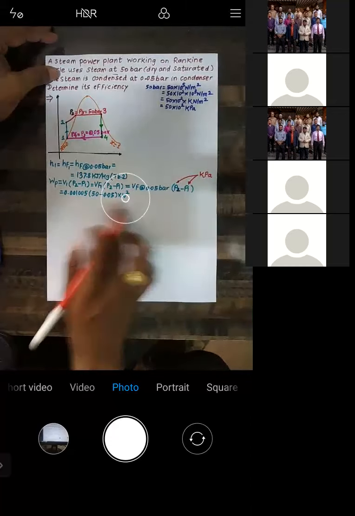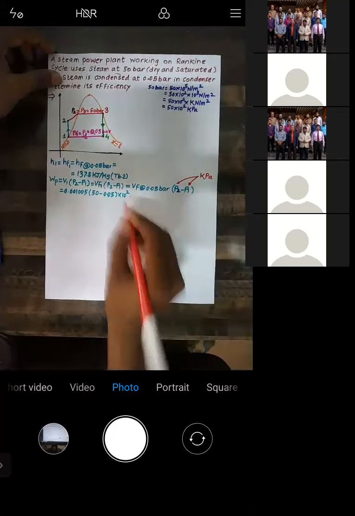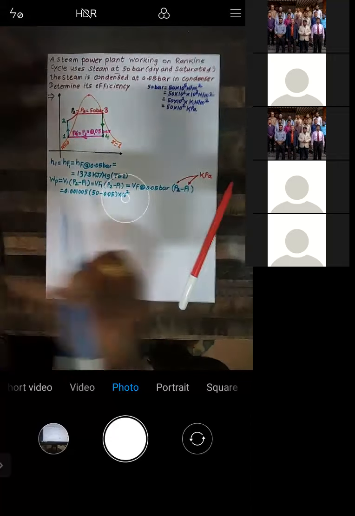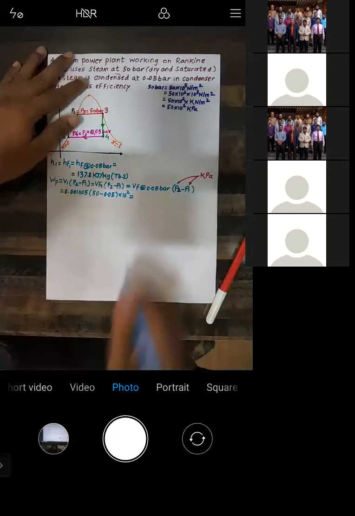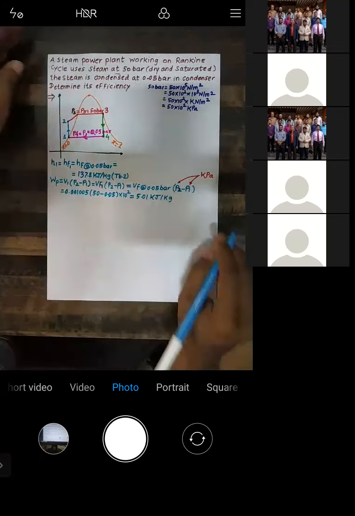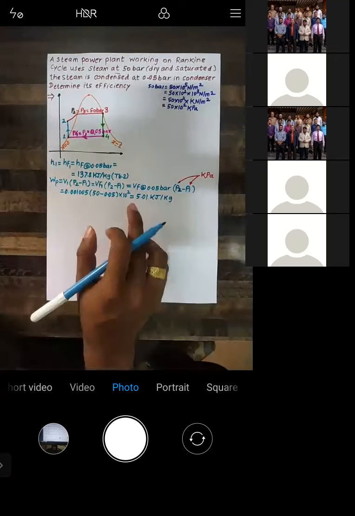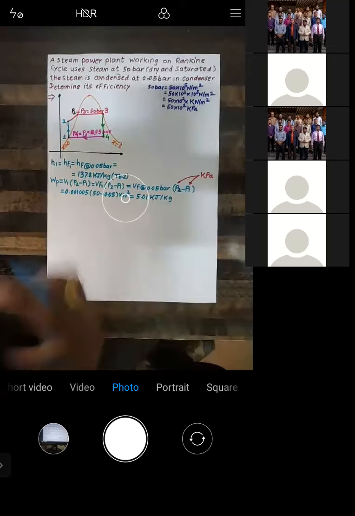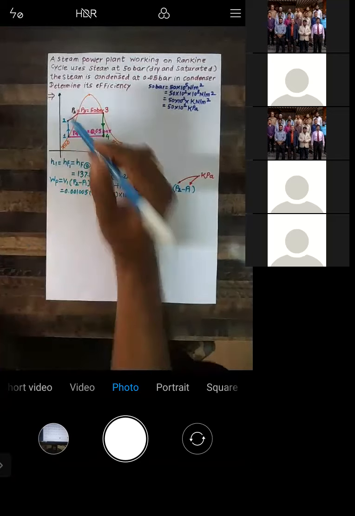So what answer did we get? Can you tell me what answer we received for this one? WP we have received as 5.01 kilojoule per kg. So this much work is being consumed by the pump so as to compress a liquid from 1 to 2. So this much work is consumed, right?